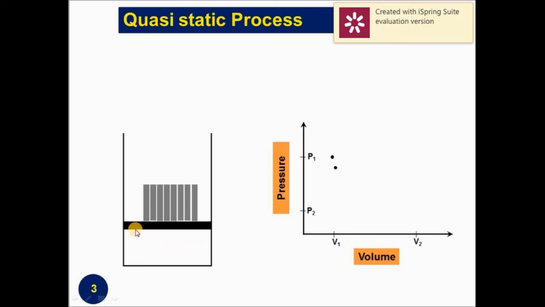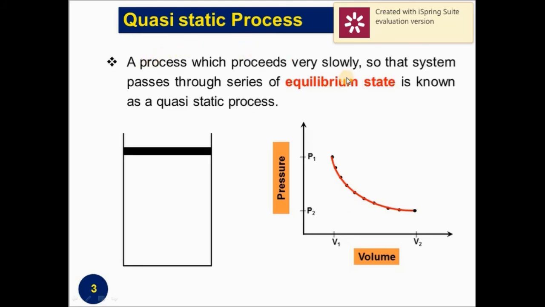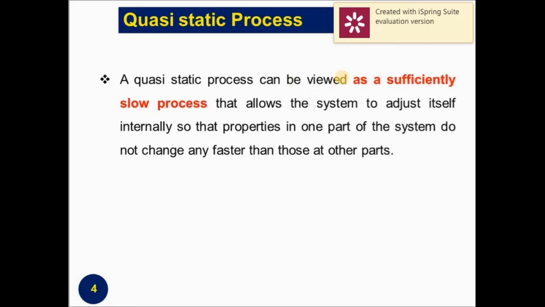If we remove these weights continuously, we will get a series of states through which the system passes during the process, and we can also define the path for this process. A process which proceeds very slowly so that the system passes through a series of equilibrium states is known as a quasi-static process. A quasi-static process must be very slow so that the dragging force of the process always tends to 0.